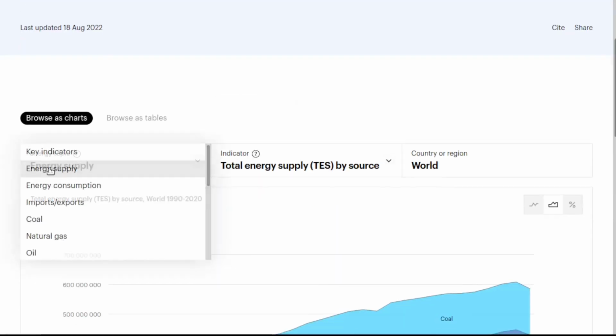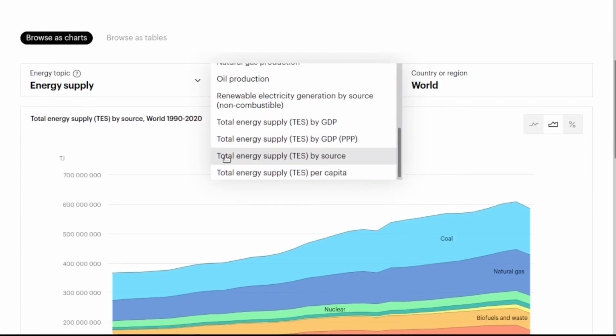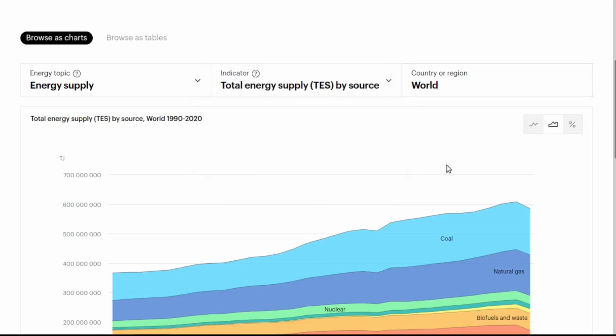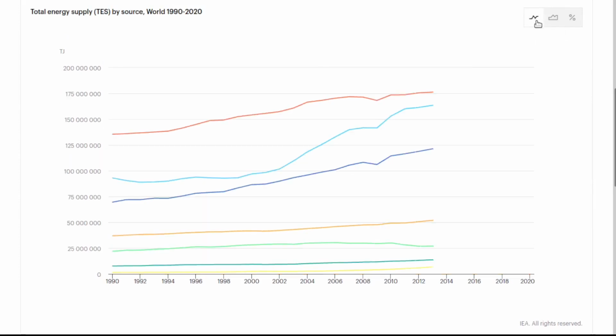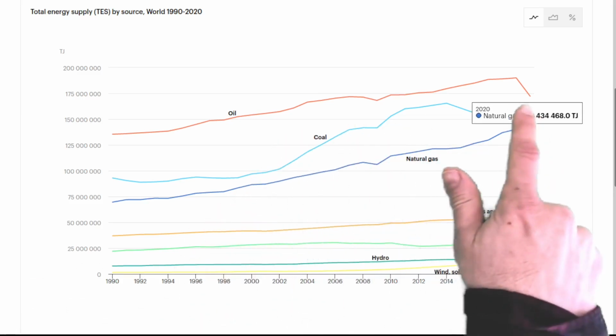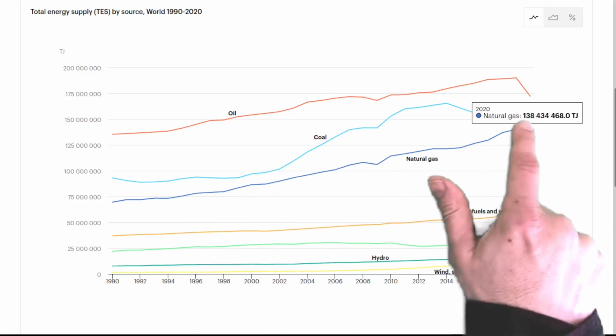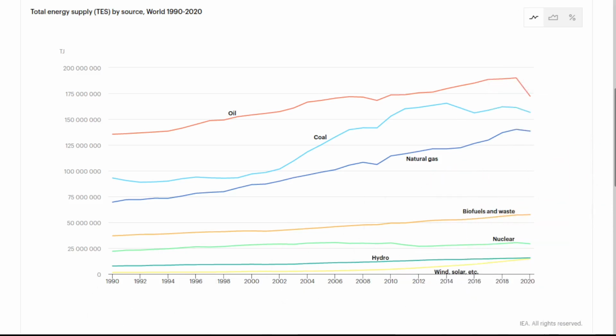We are going to the energy supply given by source, total energy by source in the world, and we get this data, and here we see the different ways to obtain the energy, and specifically for the natural gas, we get in 2020 this amount of energy, that is 138 millions of terajoules.